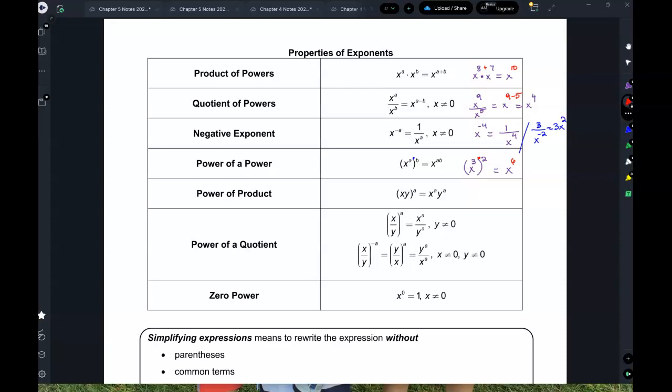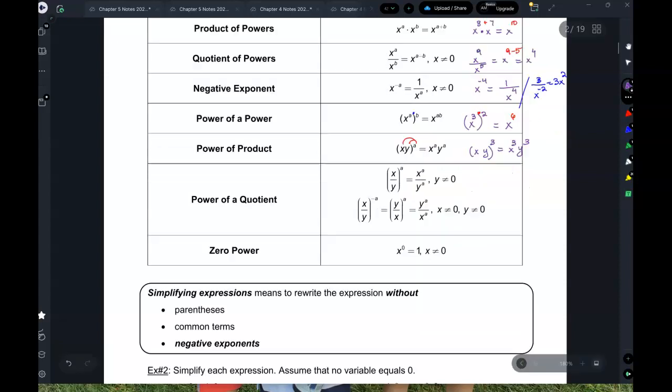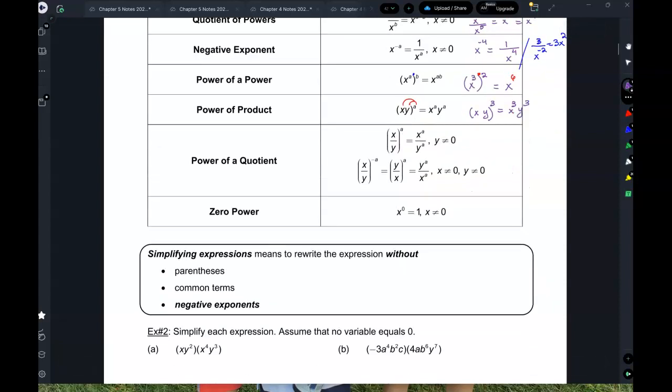Okay. Now, if you have two things in parentheses with an exponent on top, you basically distribute and you give each one the same exponent. So for example, if I have x times y to the power of 3, this will be x cubed, y cubed. Everybody gets the same exponent. You don't add them? No, just give one to each. If you're dividing, it's the same situation. So if I have x over y to the power of 4, x to the 4 over y to the 4, right? Everybody gets a 4.